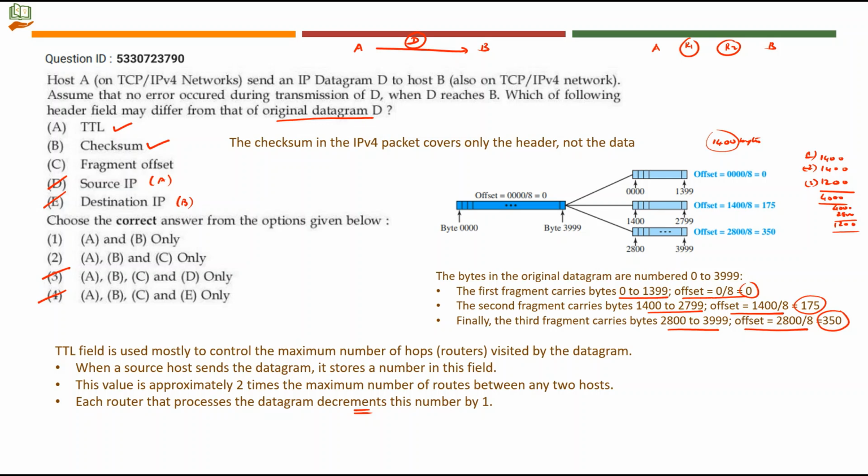If the datagram is fragmented, definitely this fragment offset will have different numbers. When the original datagram reaches B, this field may not be same when we take this into account. Keeping this case in mind, we can mark fragment offset also as the answer. So we can go with option number 2, A, B and C only.